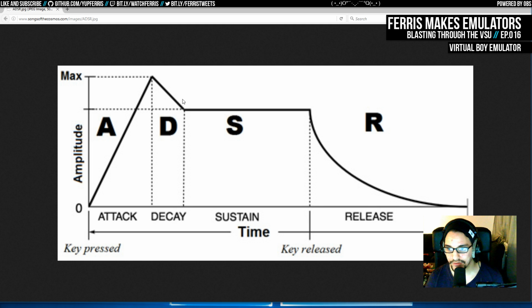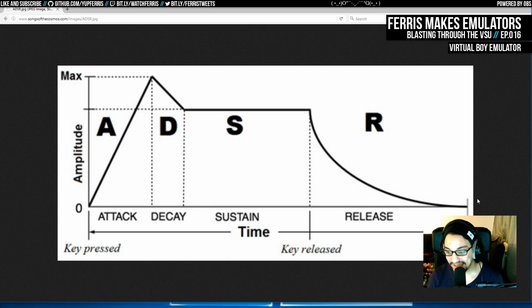So anyway, this is your typical envelope where you have attack here, which is how long the sound will take to get from no volume to full volume when you hit a key. Decay is where it will ramp down to the sustained volume. So attack, decay, and release are all specified in the time domain. Sustain is actually in the output domain. So when you hit a note and hold it with your finger, it will go through this and hold here until you let go, and then it will release and ramp back down to 0.